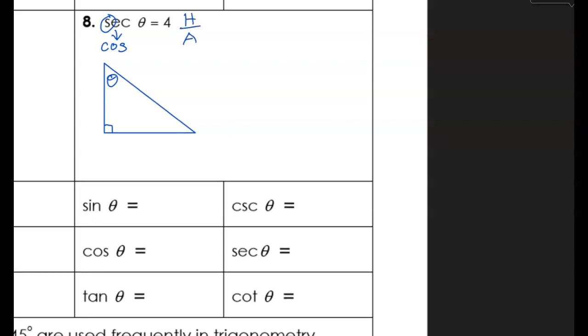But look, it's only a 4. That's not a fraction. What do I do? How can I make a whole number a fraction? Yeah, it's always over an invisible 1. So what this means is 4 is my hypotenuse and 1 is my adjacent. So where on this triangle is my hypotenuse?